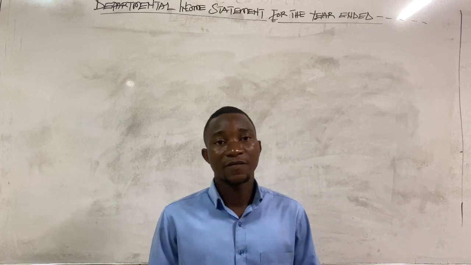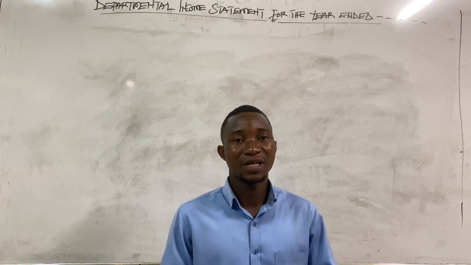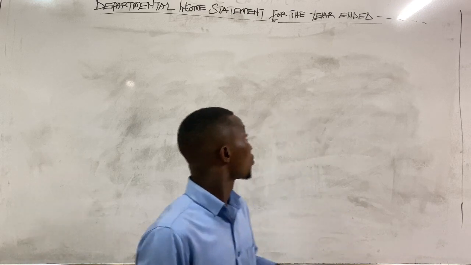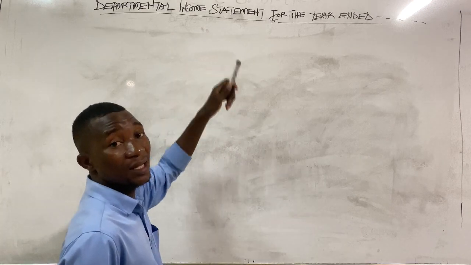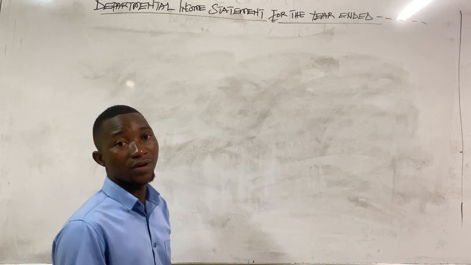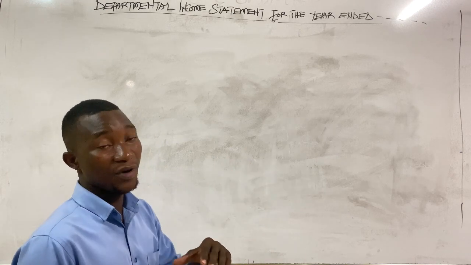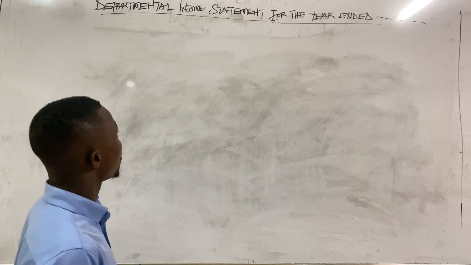So after looking at all those things, let's look at the format of the departmental income statement as well, okay? So we are beginning with the format. It is an income statement, so departmental income statement. And I told you we've learned the format of a departmental income statement in our previous video. So it is very easy for us to continue from here.